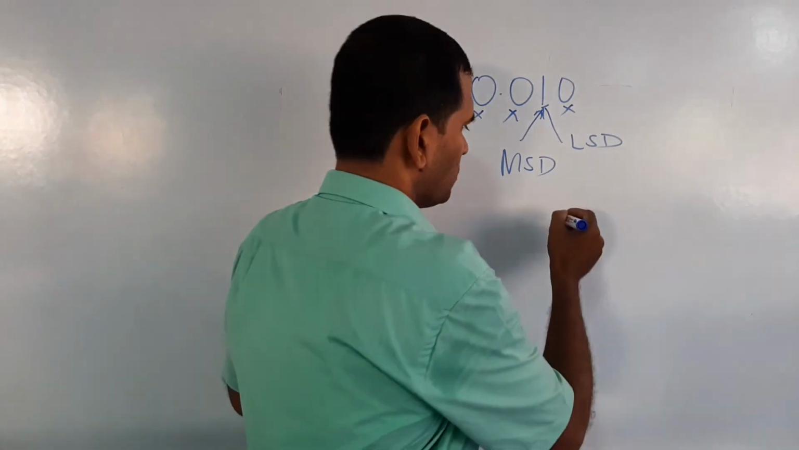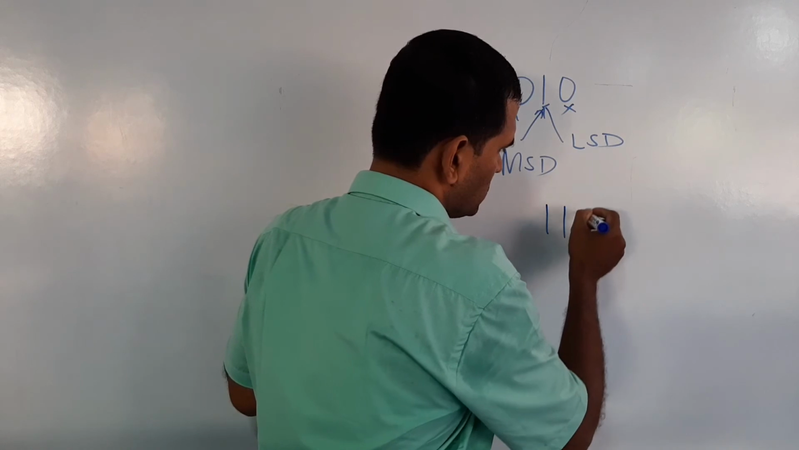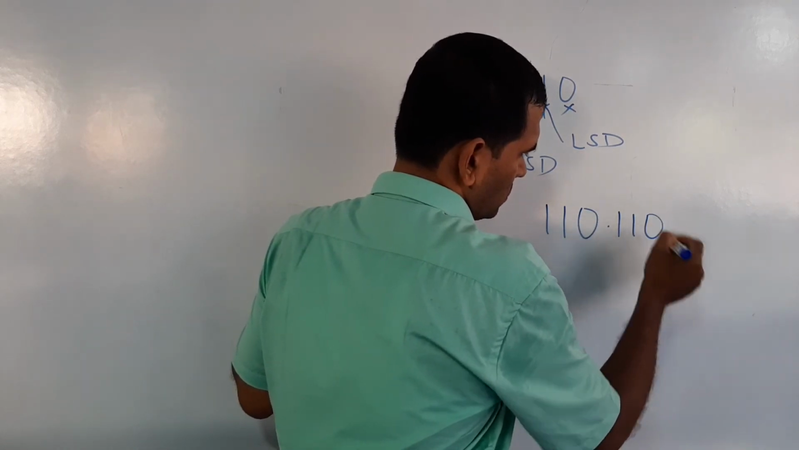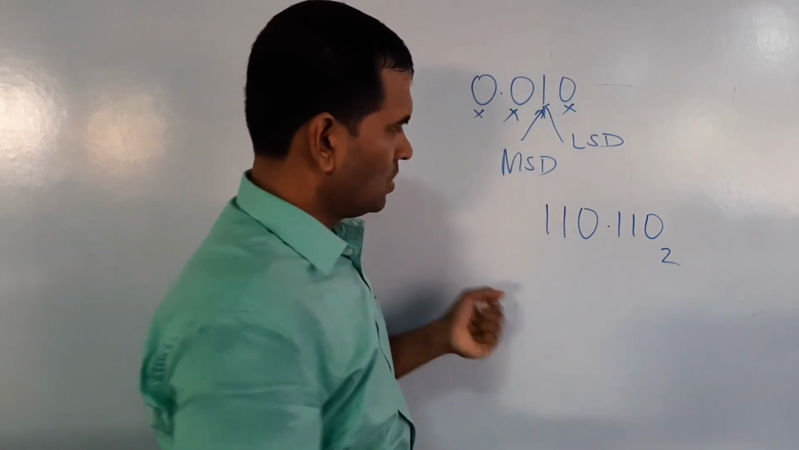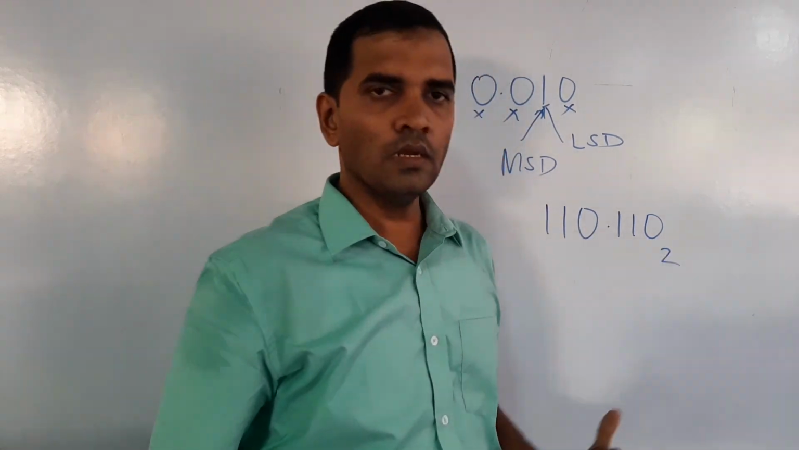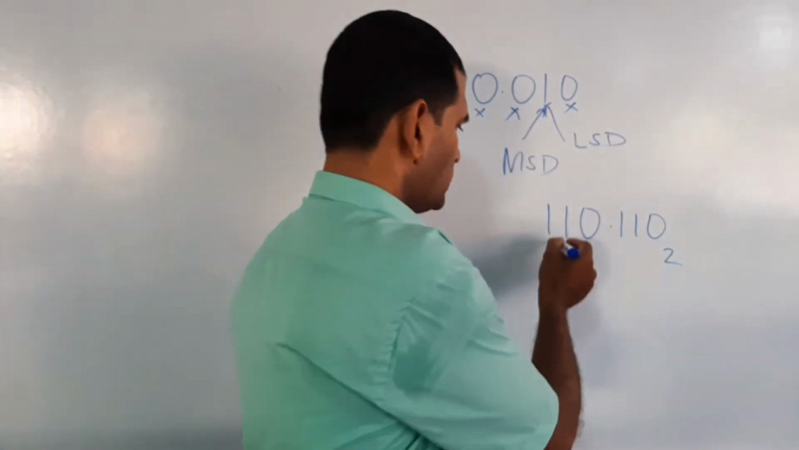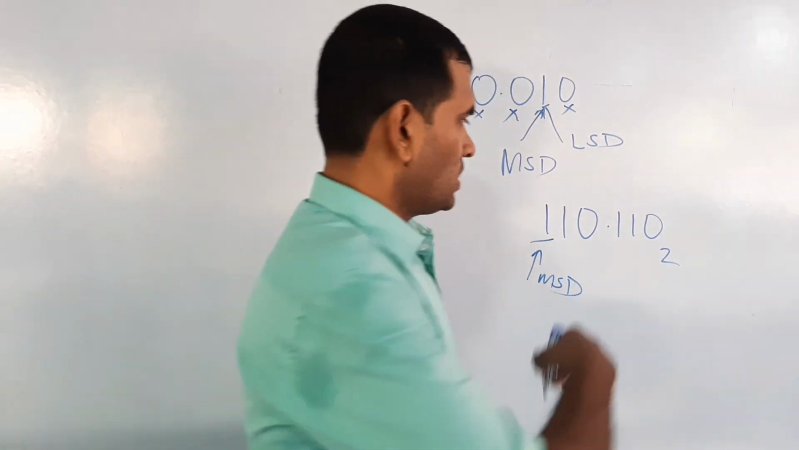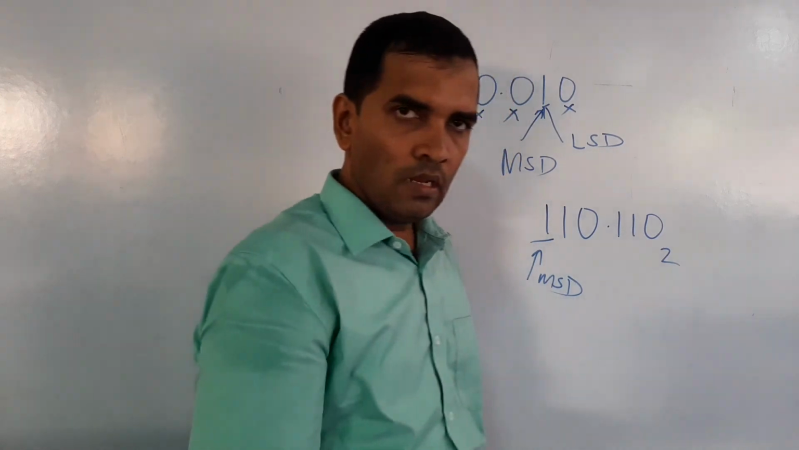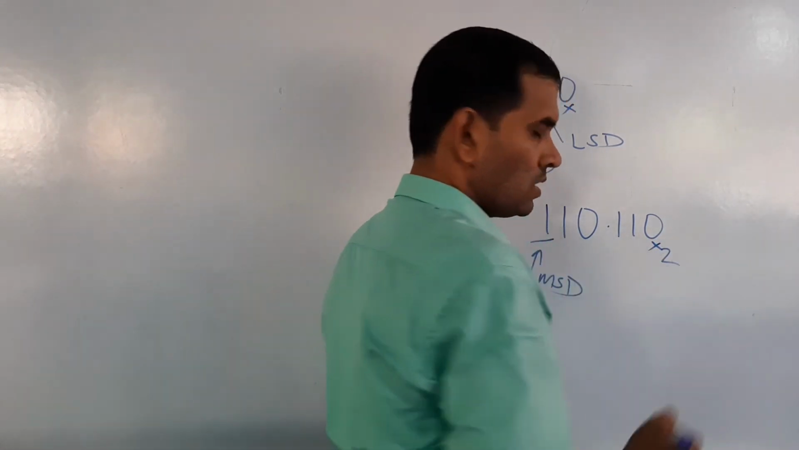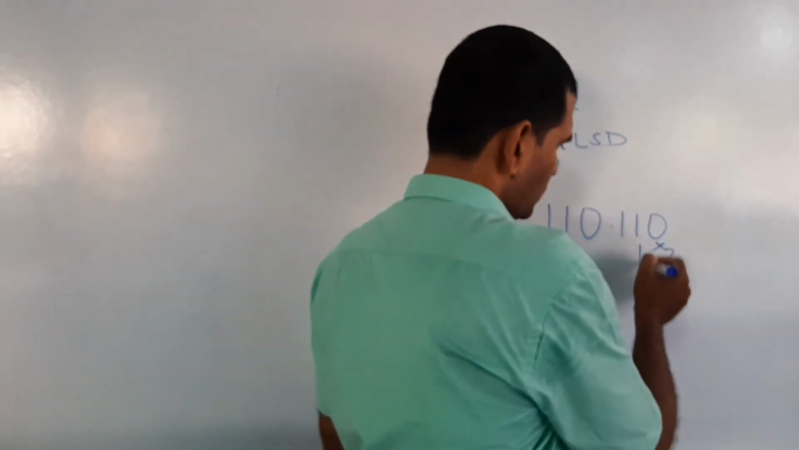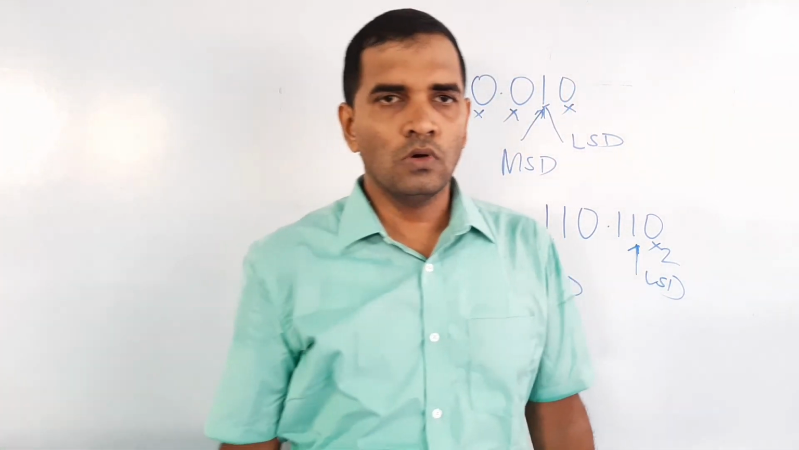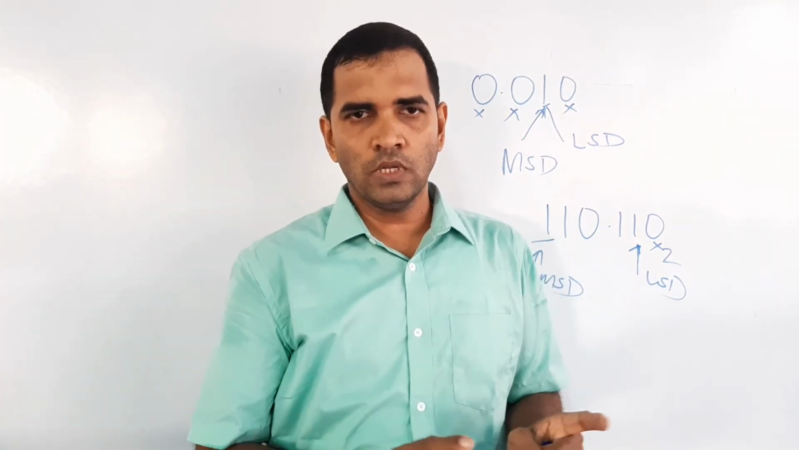Even if I take a binary number, 110, look here, these are binary digits. So this is MSD because that has value. But when you want to find out the LSD, look here, this 0 doesn't have a value. So let's check the previous one. Then this is going to be LSD. So remember this point, this is important.